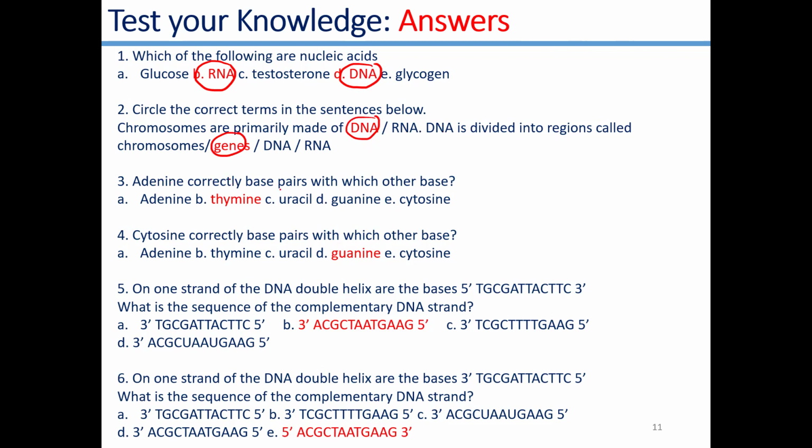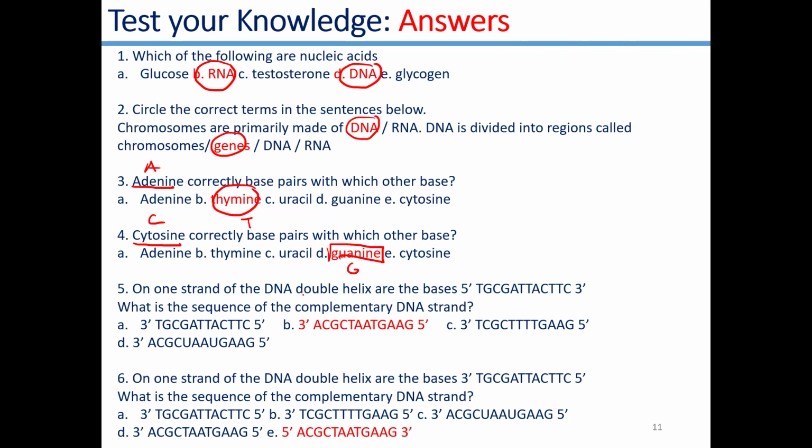Adenine correctly base pairs with which other base? In this case, thymine. Remember, adenine A, apples, are found in tea trees, thymine. Cytosine correctly base pairs with which other one? Remember, cytosine is C, and it's going to bind together with our G. Remember, garage. Cars can be found in garages, or cars need gas.